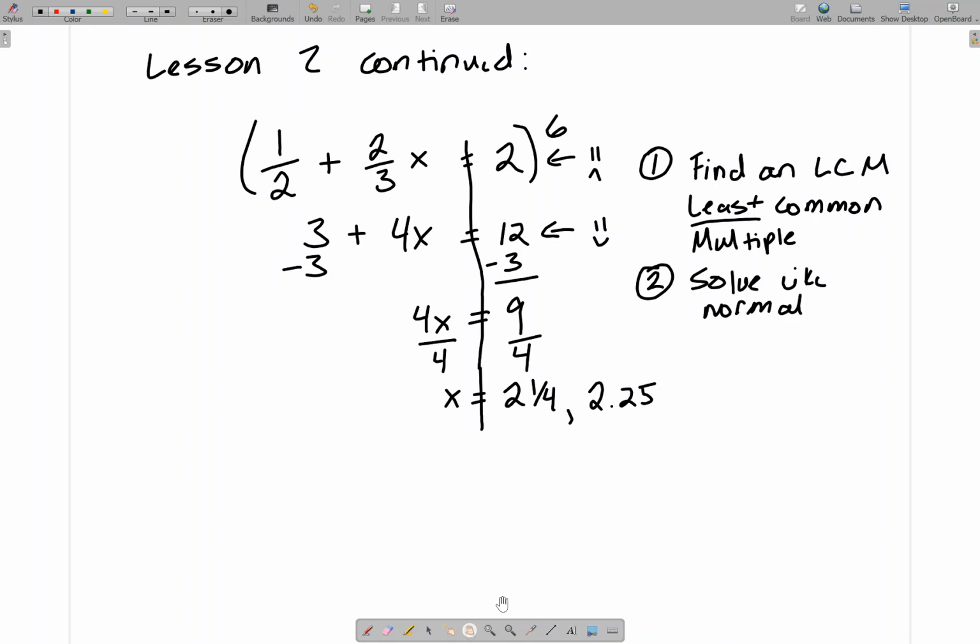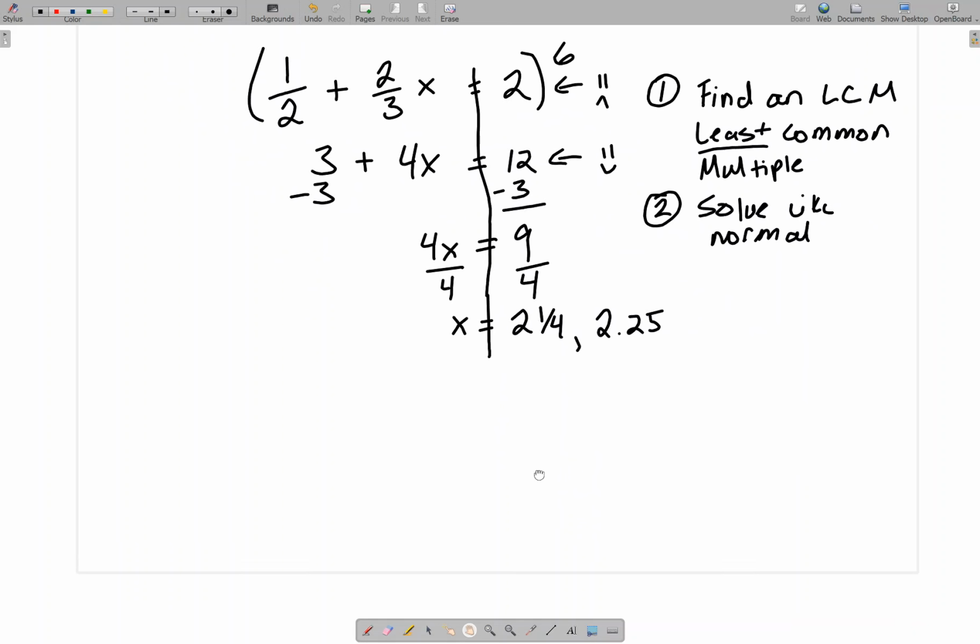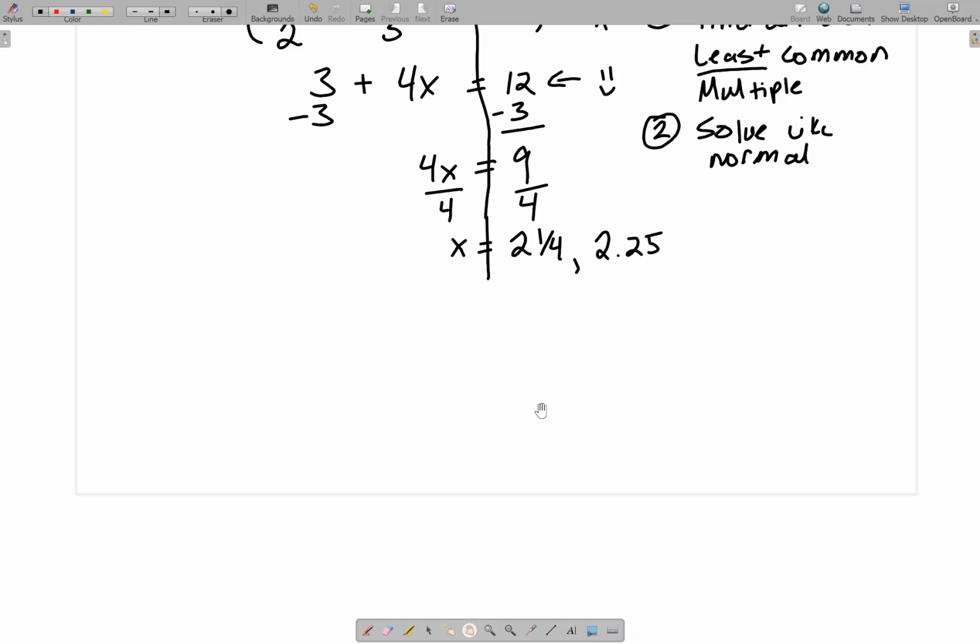Alright, let's look at another example. This one is kind of the same thing, but I'm going to make it just a tiny bit more complicated. Let's say we have 3/11 is equal to 9/22 plus 2x.